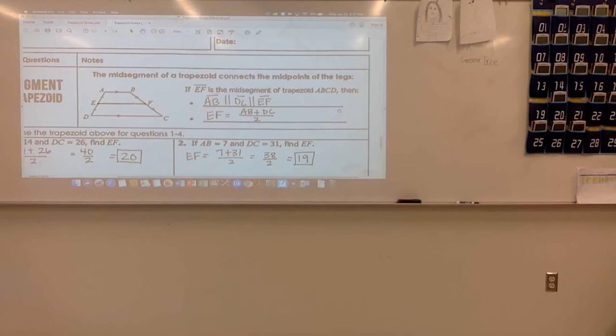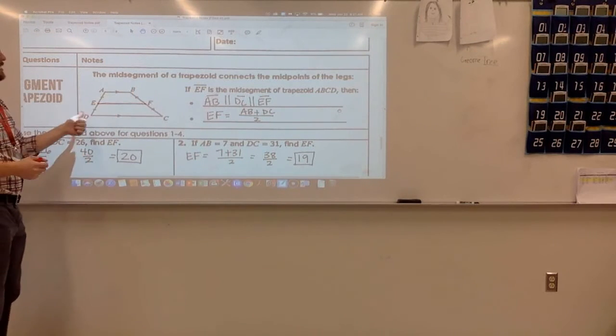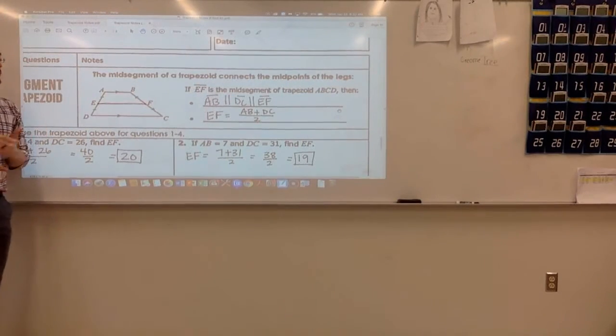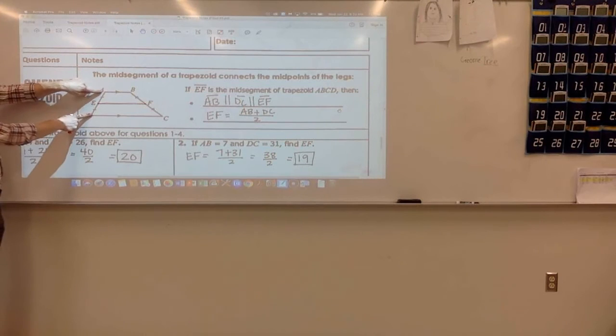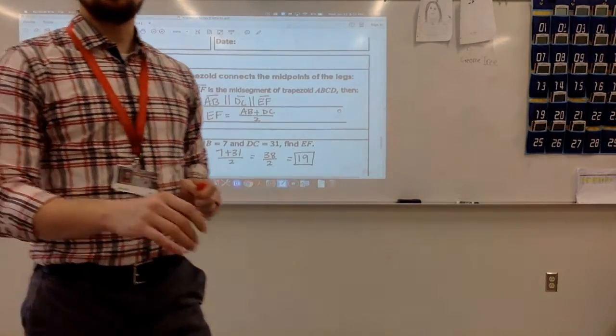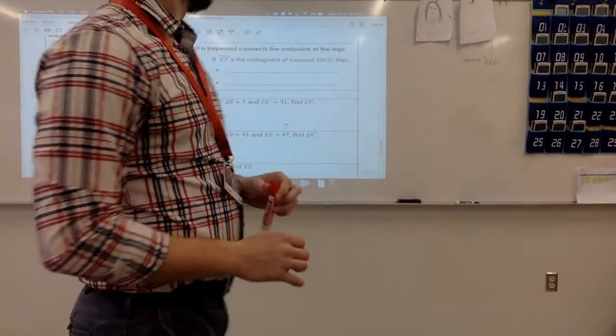Two important properties. One is that the mid-segment is parallel to the other two parallel sides. If I just find the midpoints and connect them, it is guaranteed to be parallel to these two sides. The other property we have is that the length of the midsegment is equal to the average of the two parallel sides. So I would add them together and divide by 2. That's guaranteed to be true, even if it's not an isosceles trapezoid, just any trapezoid. Any trapezoid, the length of the midsegment is equal to the average of the two parallel sides. So, let's use those ideas to look at some problems.